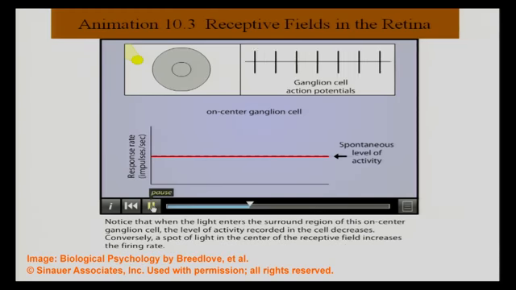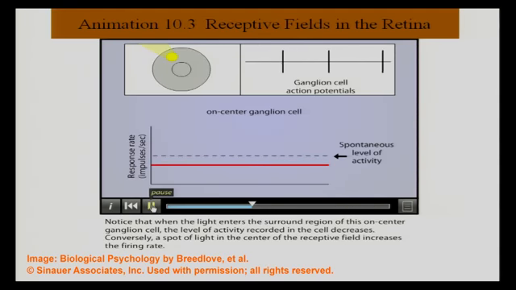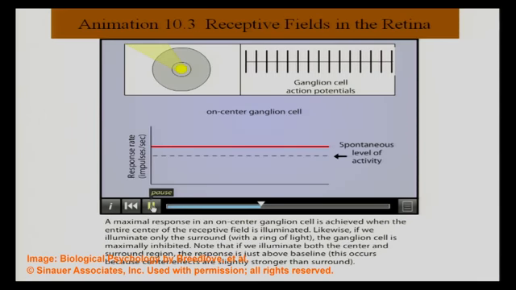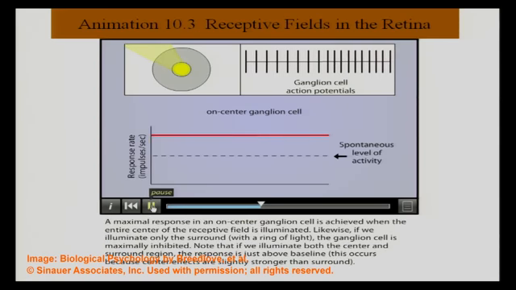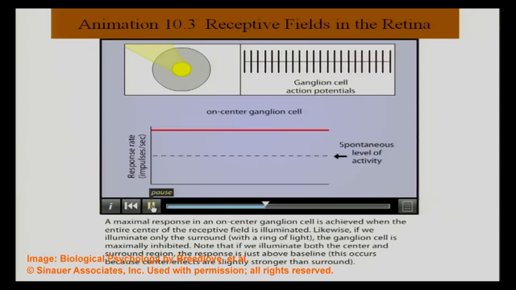Notice that when the light enters the surround region on this on-center ganglion cell, the level of activity recorded in the cell decreases. Conversely, a spot of light in the center of the receptive field increases the firing rate. A maximal response in an on-center ganglion cell is achieved when the entire center of the receptive field is illuminated.